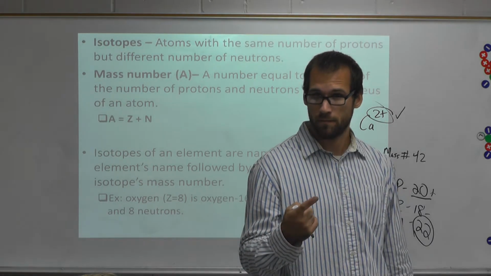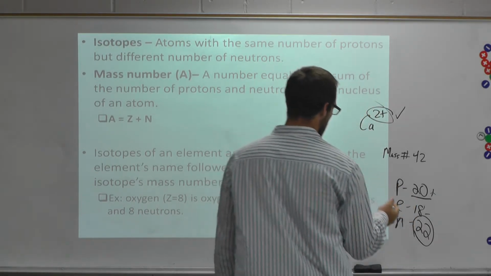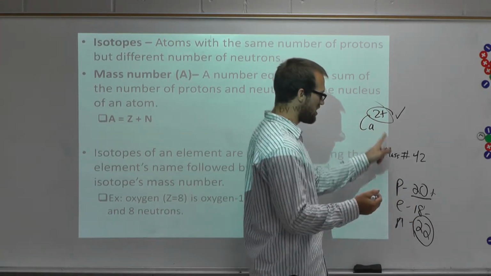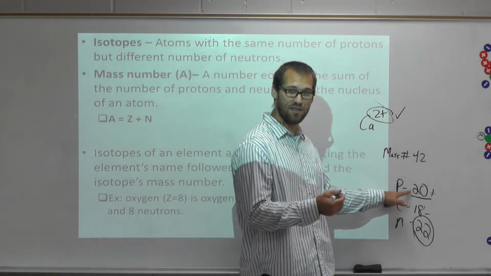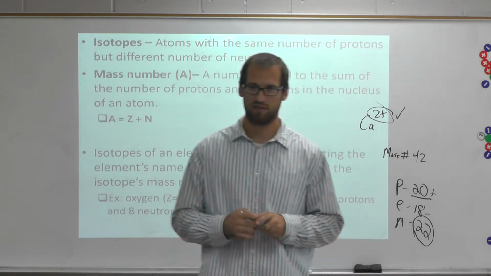So what I did is I looked at this and I said, it's got a positive 2 charge. I know I have 20 positive things, so I have to have 18 negatives to have a net of 2 positive charge.